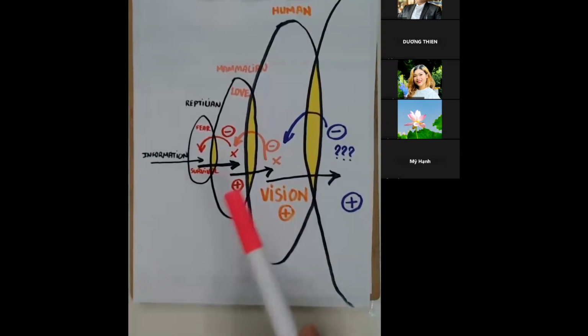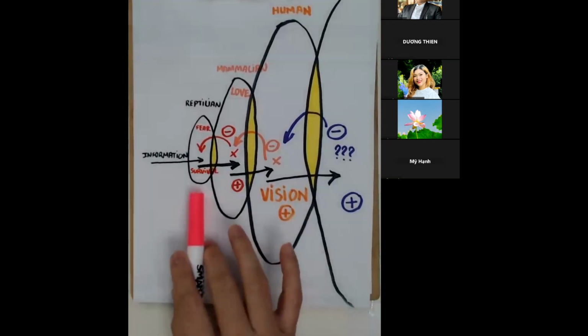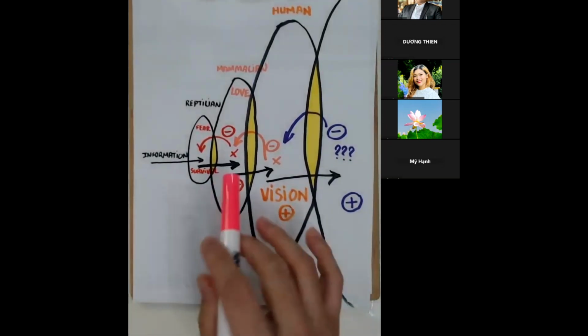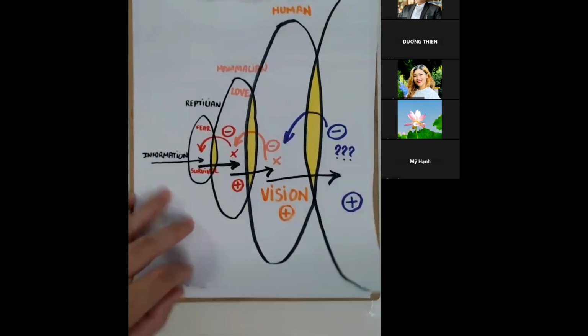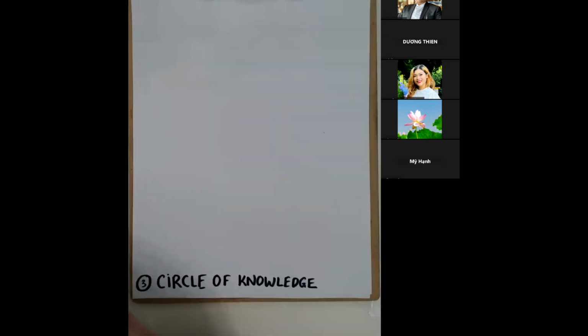For example, the reptilian brain has a great deal of information on how to survive, and the mammalian brain has a lot of experience with different types of emotion. And of course, the human brain contains many different visions that can be called knowledge. The circle of knowledge will help us gain a greater understanding of what they are.